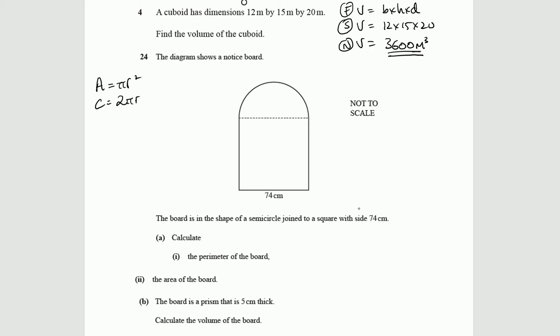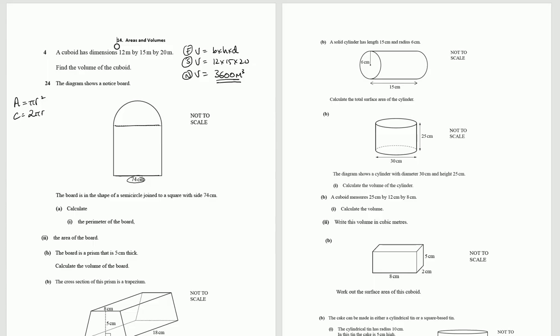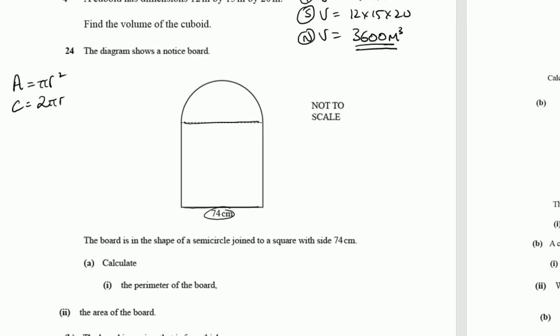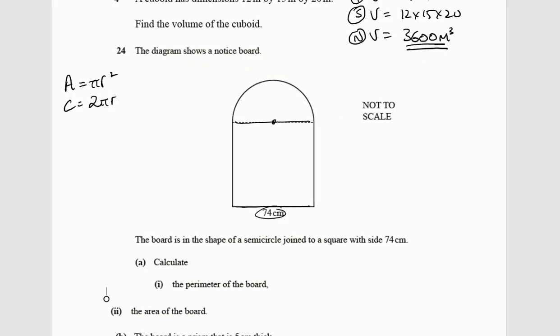Now, if this whole length down here is 74, then this length over here must be 74 as well. That's the diameter of the circle. The radius is going to be half of that. So, let's pretend that's the centre. The radius of this circle is going to be half of that 74, which is 74 divided by 2, which is 37 centimeters.